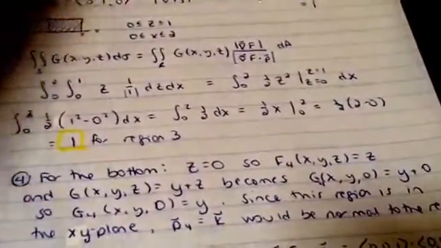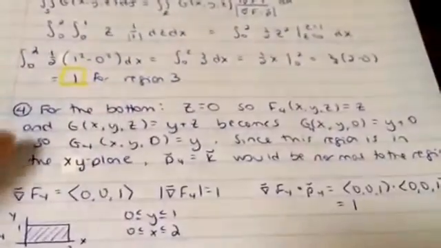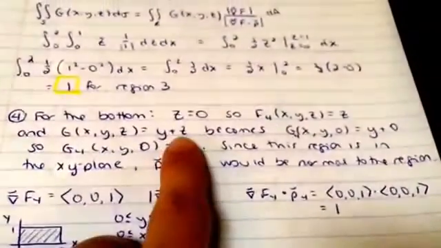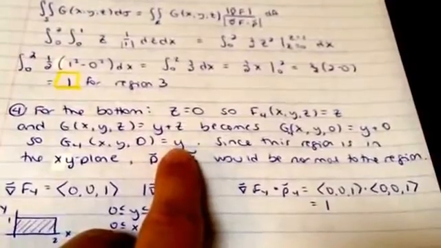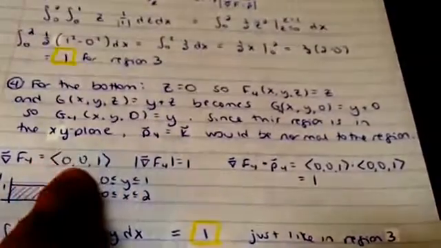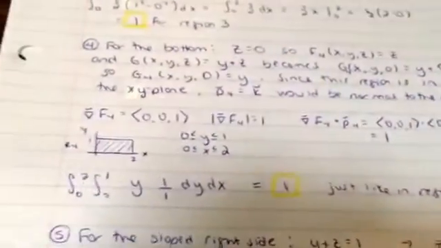Okay, now for the bottom. If you look, the bottom is this rectangle here. You can see it's in the xy plane. So for the bottom, because it's in the xy plane, z is 0. Your function is z. You plug in a 0 here for the z. So your g is y. It's in the xy plane, so your p is k. Gradient vector, magnitude of gradient vector, dot product. Still no absolute value bars.